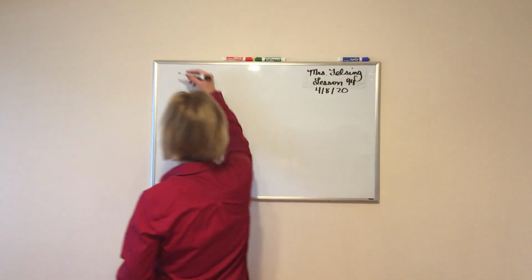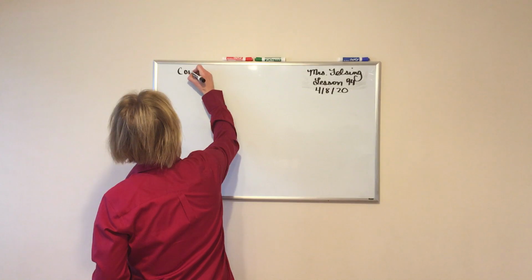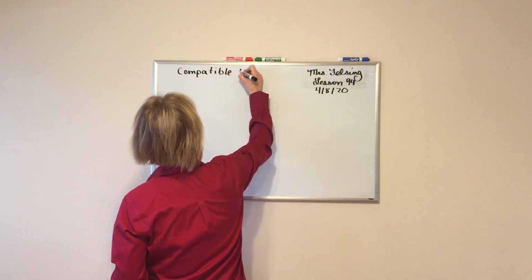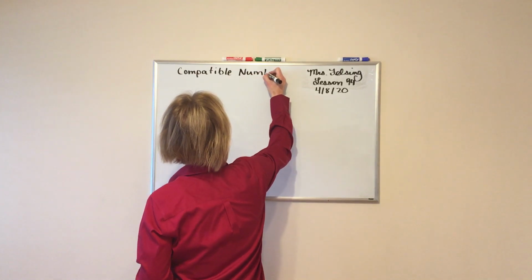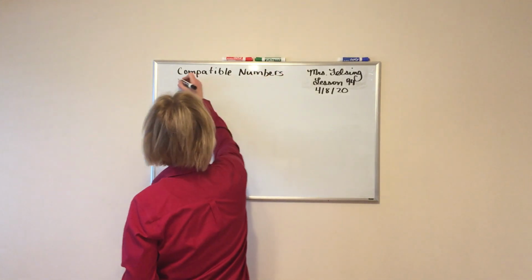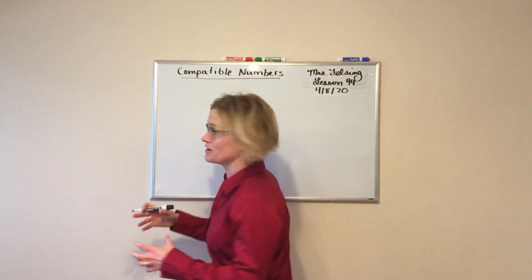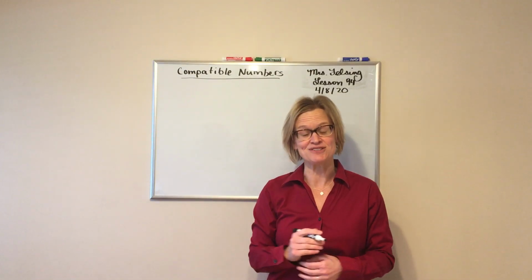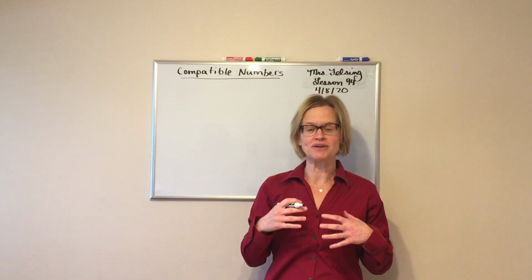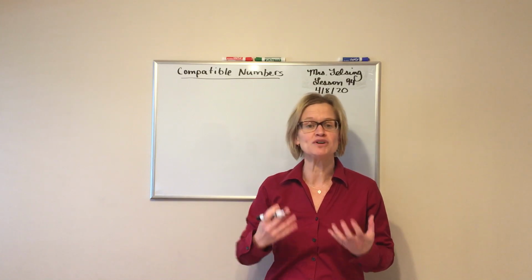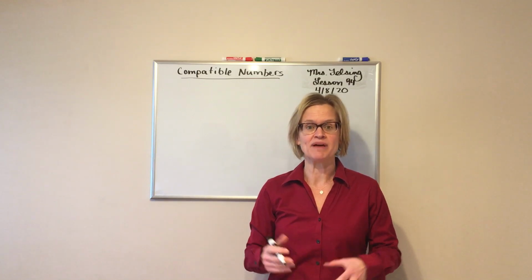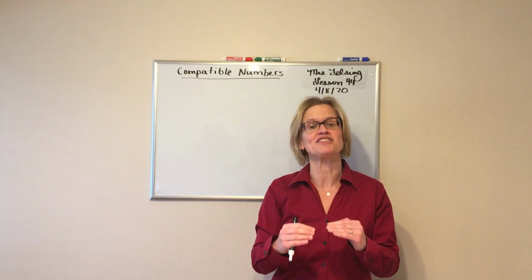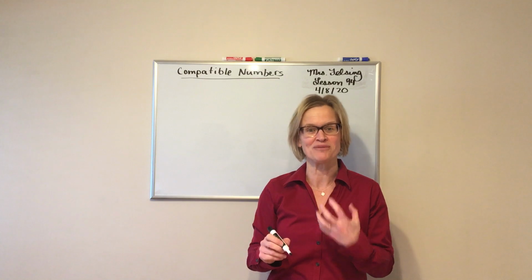Now remember, with compatible numbers, when we did this last time, we talked about how compatible numbers are numbers that go together. It is easier for us to do a mathematical computation, like adding or multiplying, with them, because we can change the numbers, not too much, but just enough that they're easy to work with.